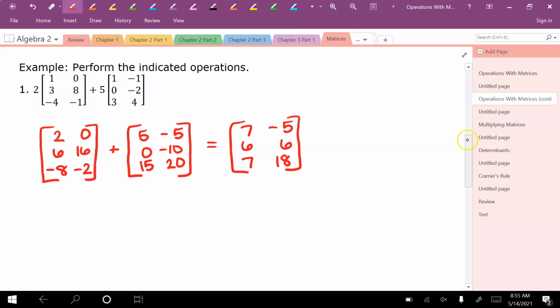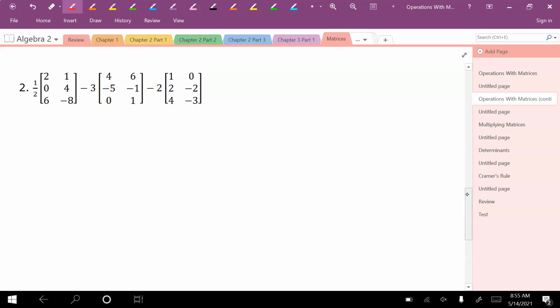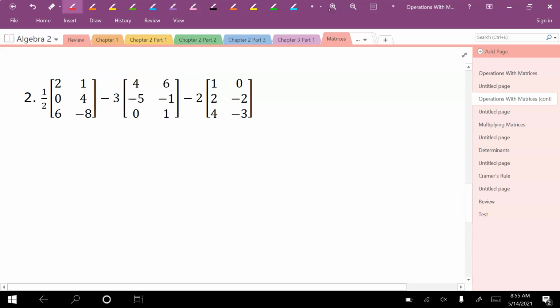So I'm going to let you guys try number 2. Be really careful with those minus signs. Okay, because that's where I see mistakes happen the most, is if you try to go through this too fast, you're going to end up adding when you should be subtracting, or vice versa. So be really careful with those negative signs, but go ahead and give it a try.